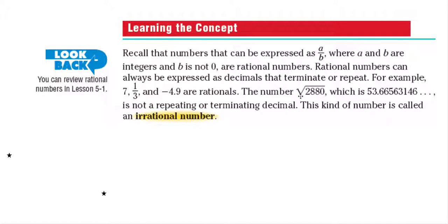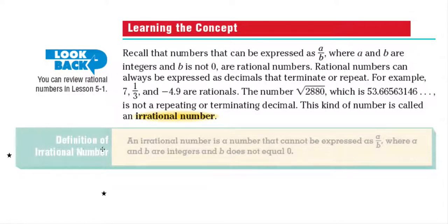The number radical 2880, which is 53.66563146..., is not a repeating or terminating decimal. Look at the digits after the decimal of 53. It will not give you a pattern. It will neither repeat nor terminate. The three dots indicate that it goes on forever. This kind of number is called an irrational number.